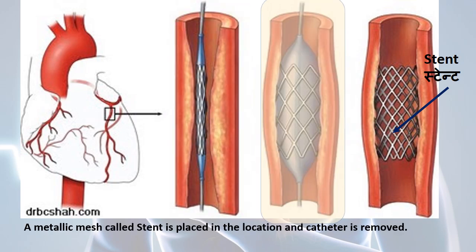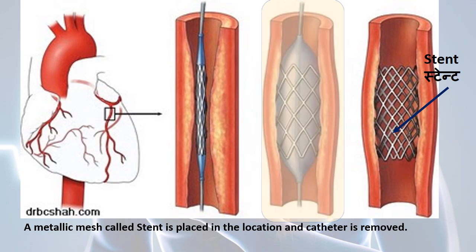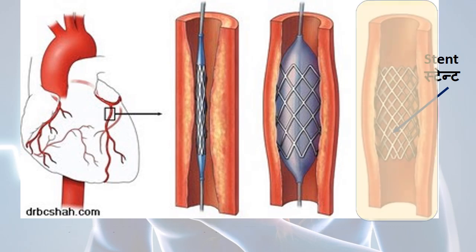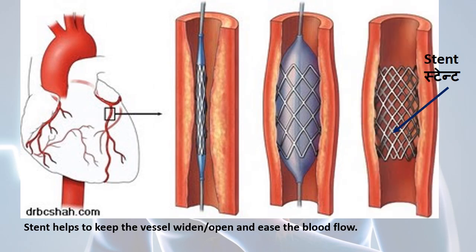And when the balloon is inflated, it has a metallic mesh which is called a stent. The stent also inflates along with the balloon. Thereby, the stent is placed in the location, and the catheter is gradually pulled away. And this stent keeps the blood vessel widened and open, and that eases the blood flow.